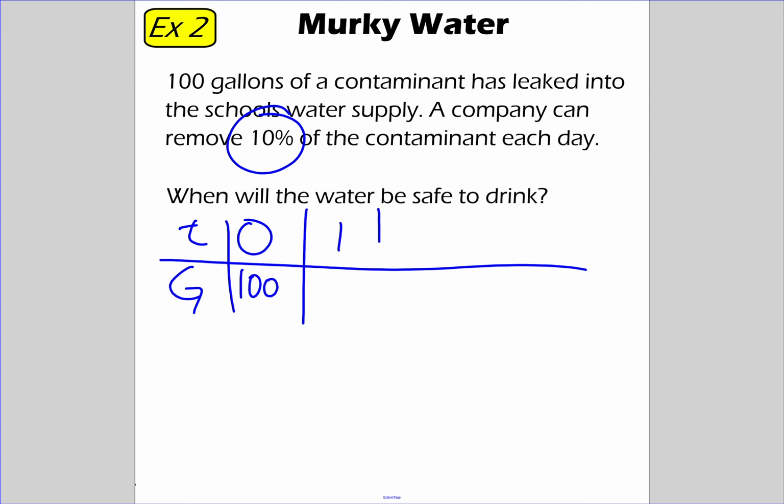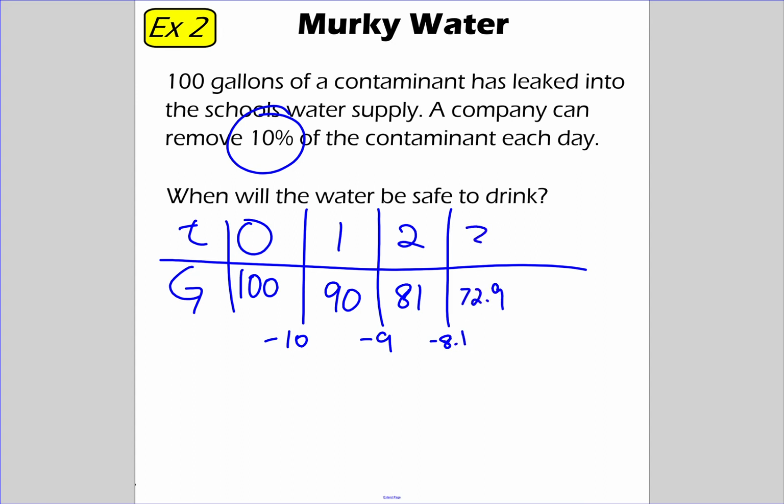Now, if we're taking out 10%, 10% of 100 is 10. So we can take 10% out and we're left with 90 after that first day. Now 10% of 90 is 9, so we could take that out and we're left with 81 gallons after the second day. We can keep going, subtracting 8.1 gallons to get 72.9, and we can keep going, all right? Just forever and ever and ever. But it's a loaded question. When is it going to be safe to drink?